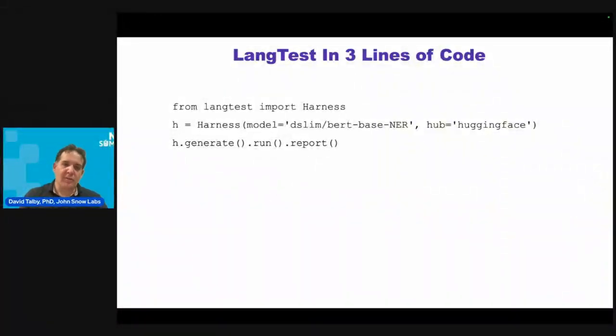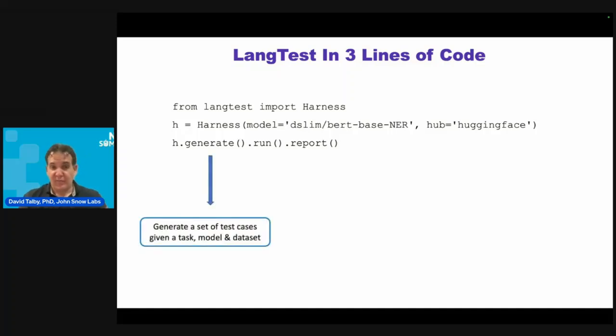The basic use of LangTest is very, very simple. The key class is the harness class. The harness class encapsulates a test suite and the results from running it. And the simplest thing you can do in 3 lines, of course, is this. You import the library, you create a harness, and you tell it which model you want to test from each hub. As I mentioned, right now there are 12 hubs that are supported.